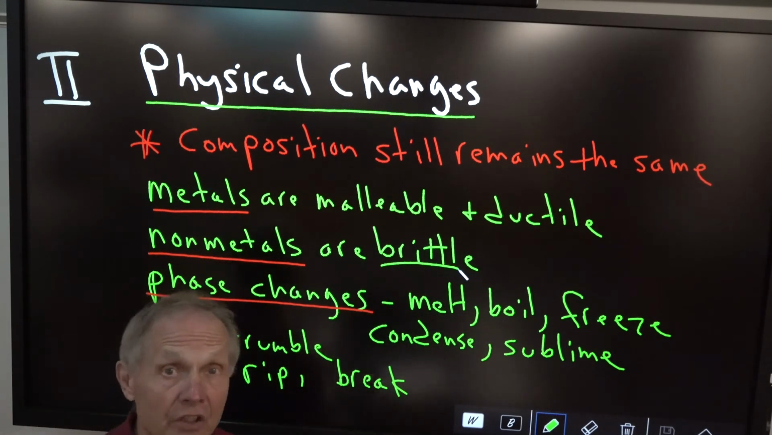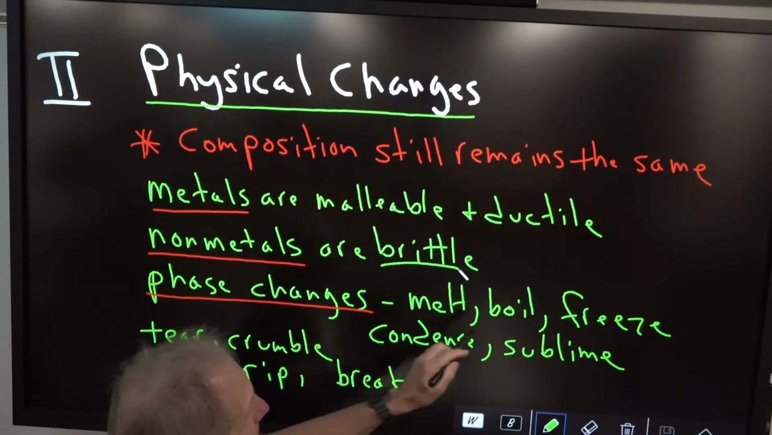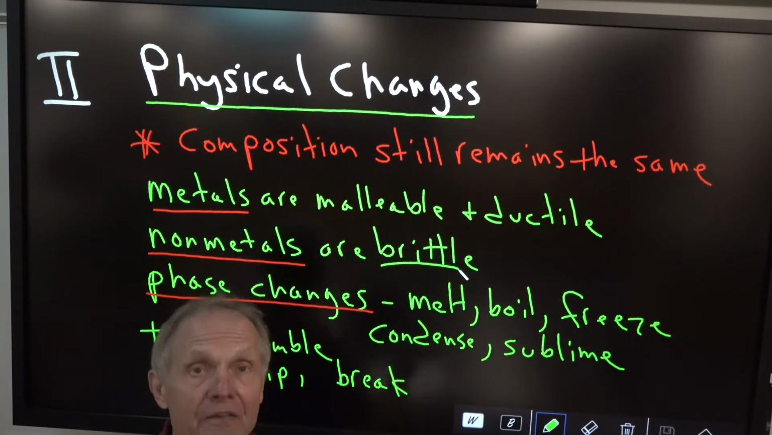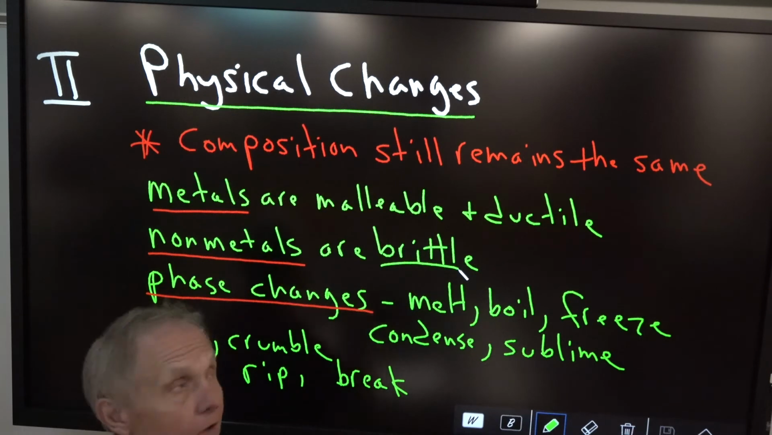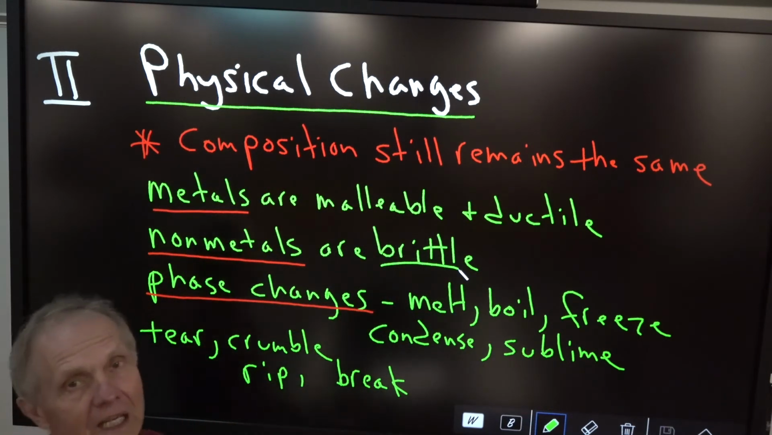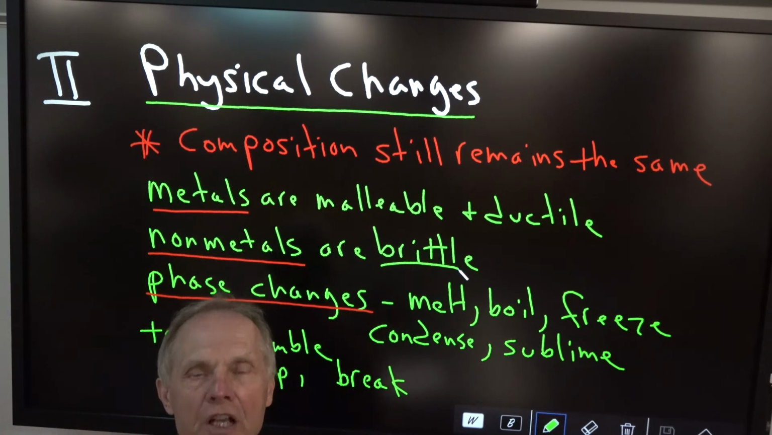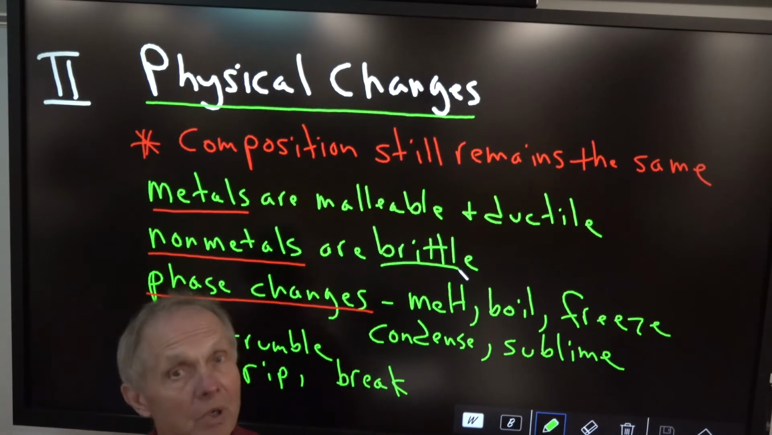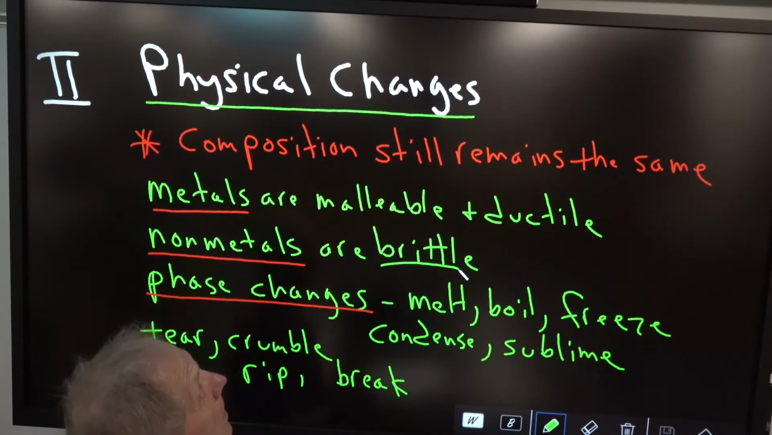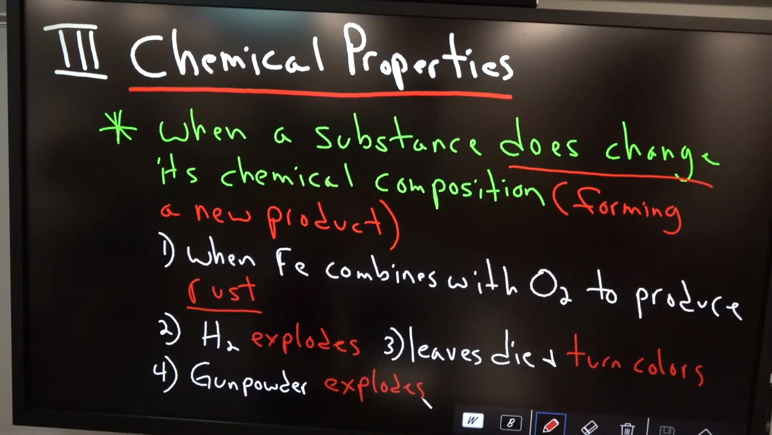Phase changes. It doesn't change the substance, but it is a physical change. Melting, boiling, freezing, condensing, and sublime. All right? And if we have a piece of paper and we tear it in half, that's a physical change. So tearing, crumbling, ripping, and breaking. All these are physical changes. It does not change the composition of the substance. But now we are going to go into chemical properties and chemical changes, and it's way different than this.